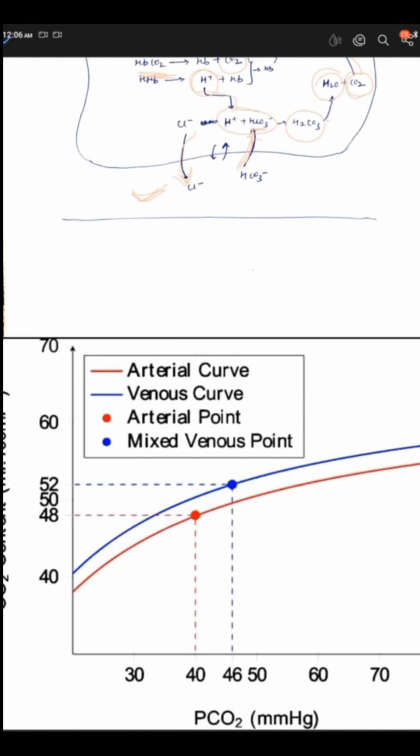Now we are going to study the CO2 dissociation curve. Here, this is the graph of the CO2 dissociation curve. At the level of tissue, partial pressure of CO2 is 46 mmHg, partial pressure of O2 is 40 mmHg. What happened at this level? 52% volume of CO2 has been transported by 100 ml of blood.